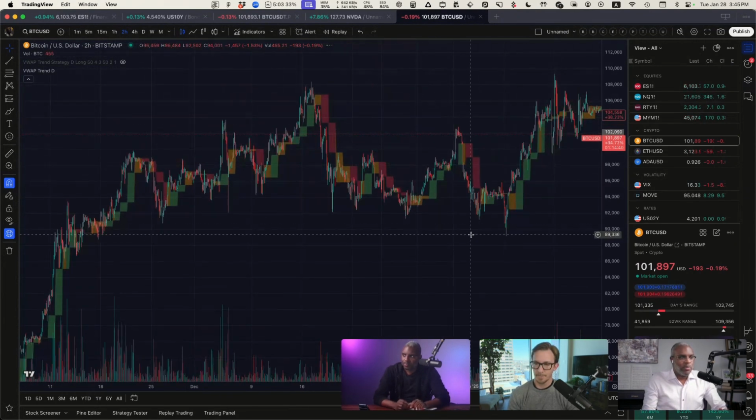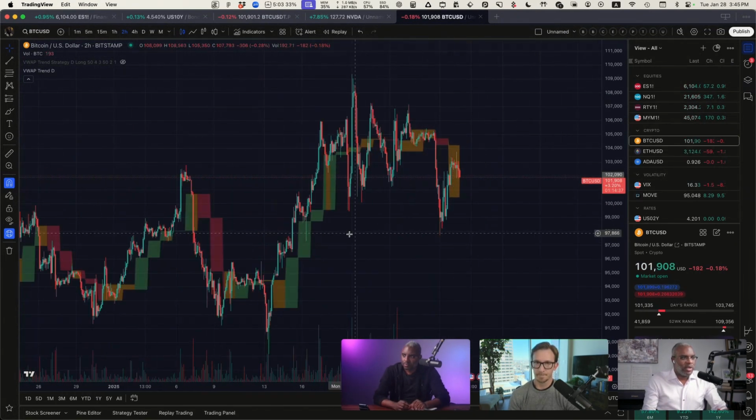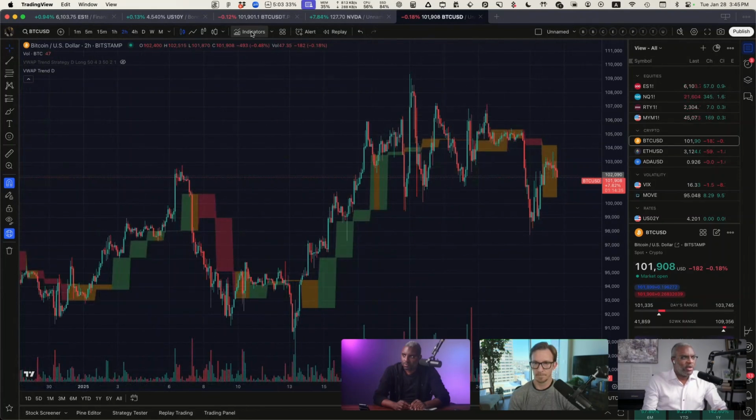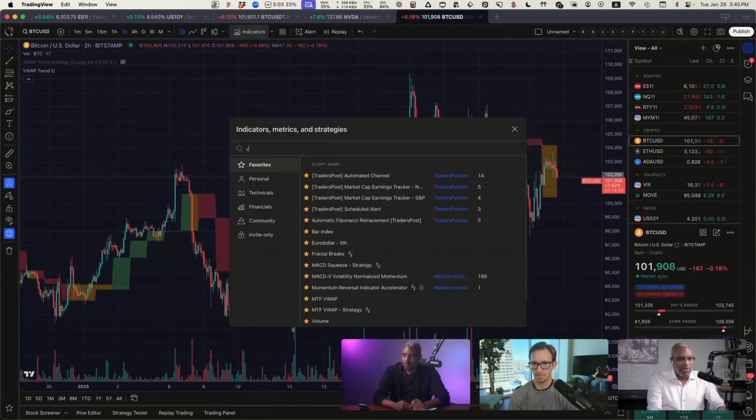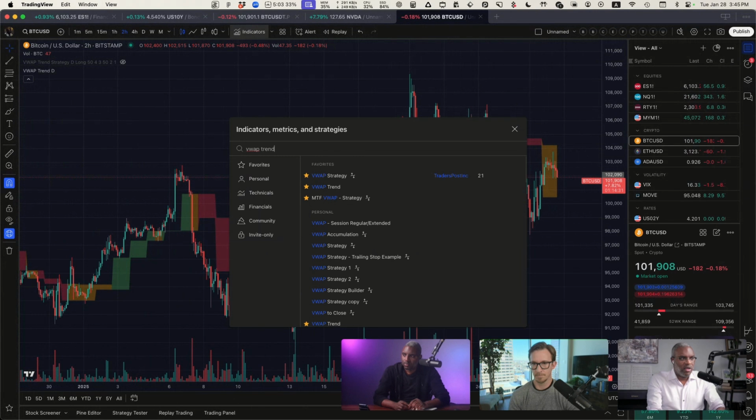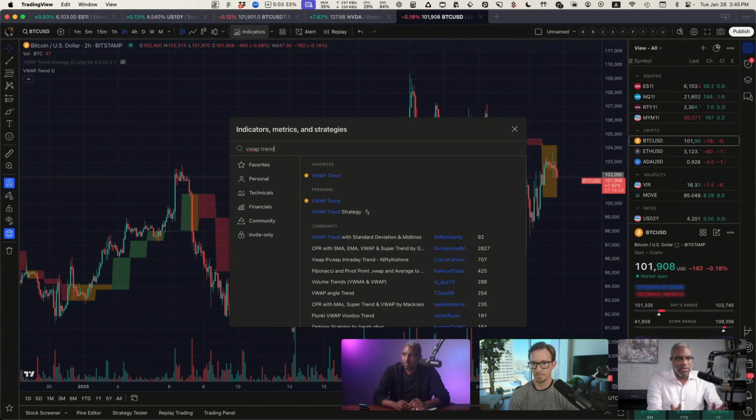So I just wanted to pull up something over here. Last time we took a look at the idea for indicators. Remember that, Peter, where we go into indicators and we can find something here. I just find a VWAP trend. VWAP is a common indicator, volume weighted average price. Just think of that as the mean of the prices here, weighted by volume.